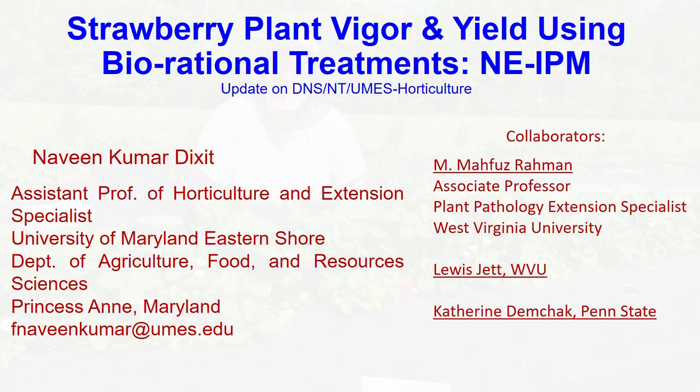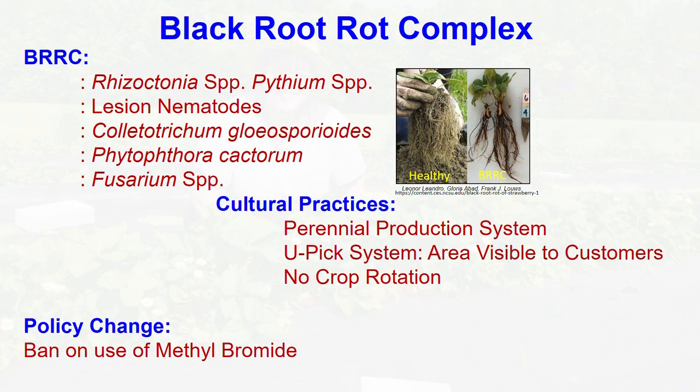And this is actually a multi-state experiment. We are conducting the same experiment at UMES, at West Virginia University, and in Pennsylvania. So this experiment was actually designed to manage black root rot complex. And we all know that this is caused by multiple organisms, especially Rhizoctonia, Pythium, and Lesion nematodes. In addition to that, later on, Colletotrichum, Phytophthora, Fusarium also become part of this disease. So it's like a syndrome, multiple organisms.